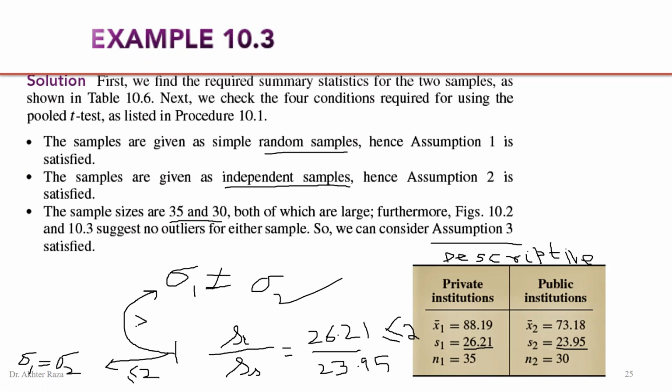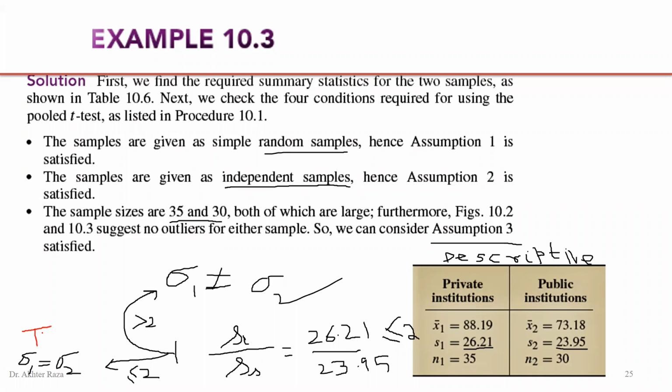If the ratio is greater than 2, we have to assume the population standard deviations are not the same. So it is a very clear-cut criterion and very simple. You just take the two sample standard deviations, put the larger standard deviation in the numerator and the smaller standard deviation in the denominator, and take the ratio. If the ratio is smaller than 2, you can assume the population standard deviations are the same. Otherwise, you can assume they are not the same. So this is the criterion you have to use for adopting pooled or non-pooled.